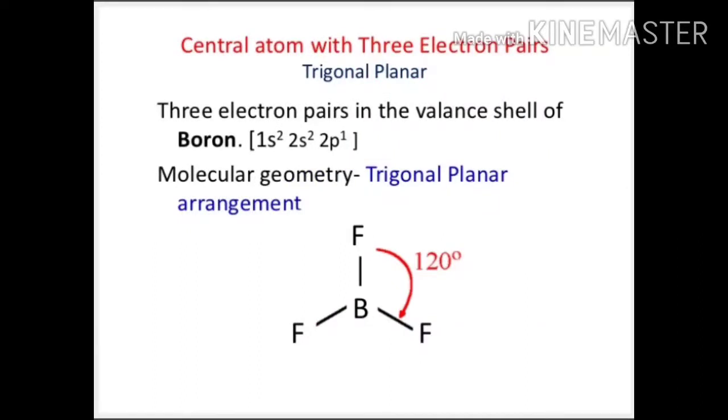Next example is boron trifluoride. In this molecule, boron is the central atom and it has 3 valence electrons, and all the valence electrons are involved in the formation of bonds with fluorine atoms, so there are 3 bonded pairs of electrons. No lone pair is present, so the shape of the molecule is trigonal planar and the bond angle is 120 degrees.